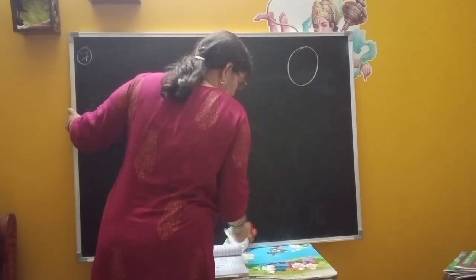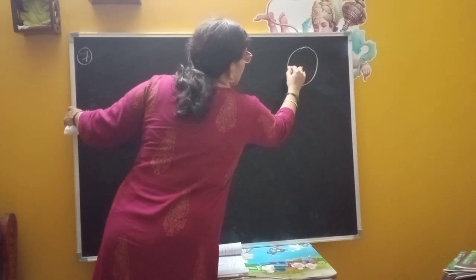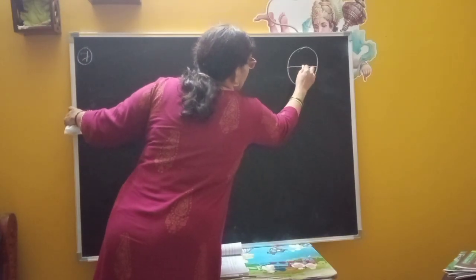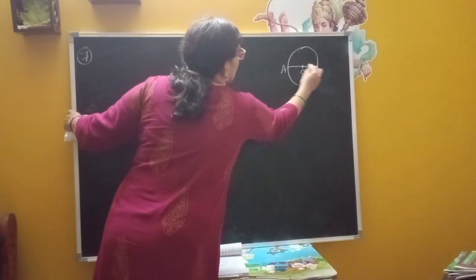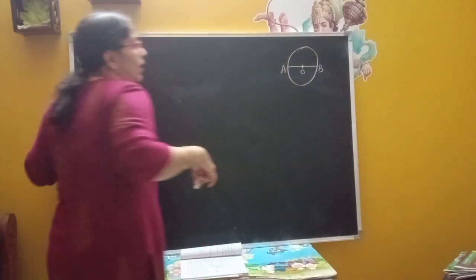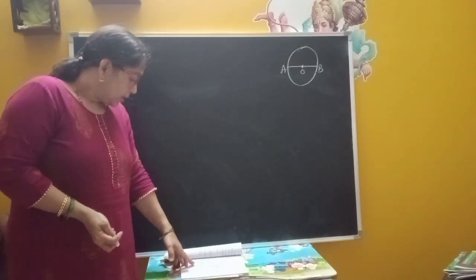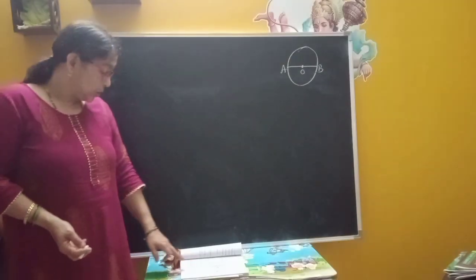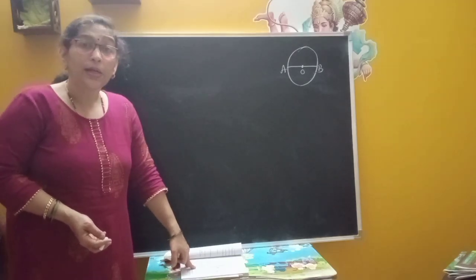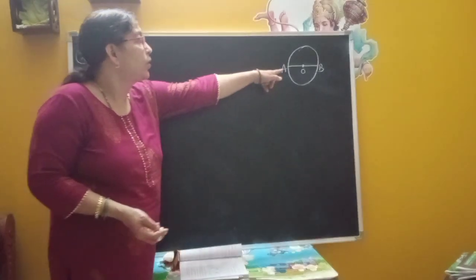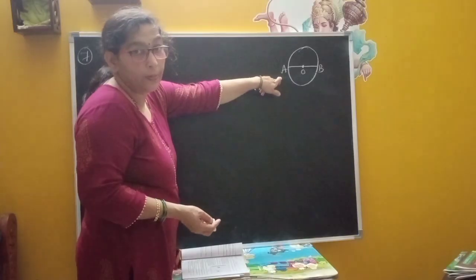Here AB is the diameter of the circle. So this is the center O, and the end points of the diameter are A and B. Which coordinates are asked in the question? Coordinates of the point A. We need to find the coordinates of A, this point.